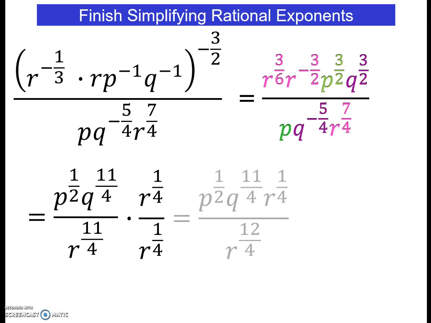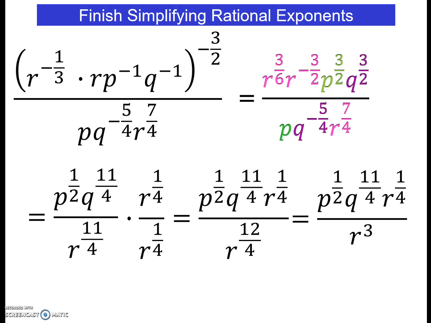So up top, I have p to the 1/2, q to the 11/4, and r to the 1/4. In the denominator, I have 12/4, which allows us to get a 3, and that would be our final answer.